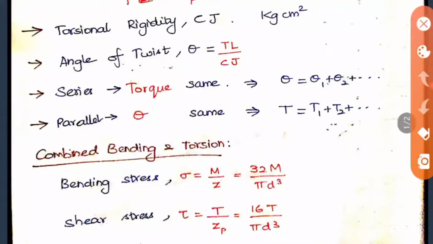And what is shear stress? We denote it as tau, which is equal to the torque T by Zp in terms of this torsion lesson. Here it is pi d cube by 16, the torsional section modulus. So keep in mind these two formulas, because we will be taking the ratios of these formulas in the next steps.